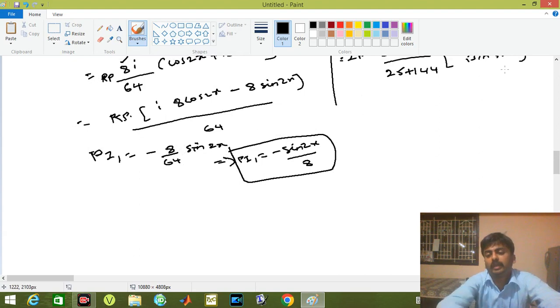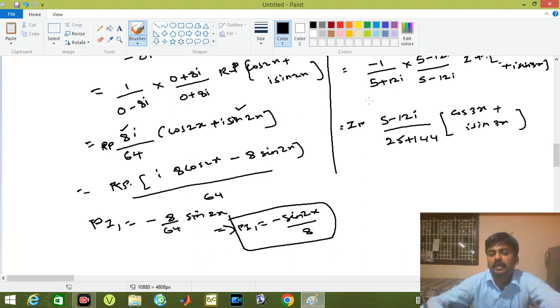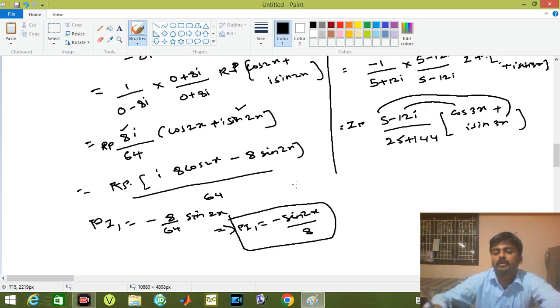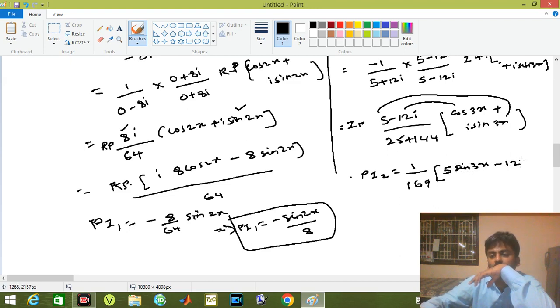Now PI2 is given by the imaginary part of it. The imaginary part can be obtained by multiplying a real part with an imaginary part and an imaginary part with a real part. So we'll get PI2 equal to 1 by 169 of 5 sin 3x minus 12 cos 3x.